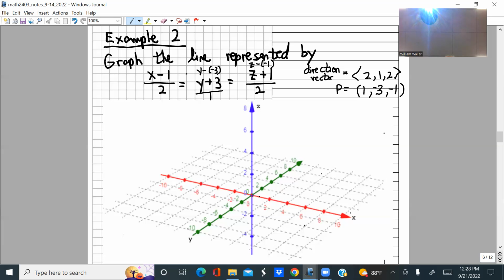minus 3, minus 1. So 1 on the x-axis, minus 3 on the y-axis, and then down 1. So this is going to be a little bit below the xy plane. That's just one point on the line, right? So we can't graph the line yet because we only got one point. But what's the direction?